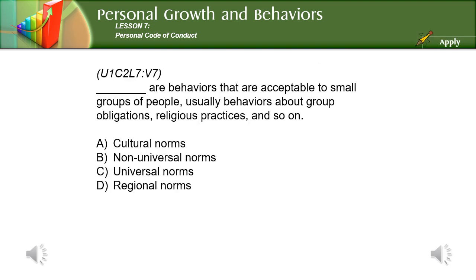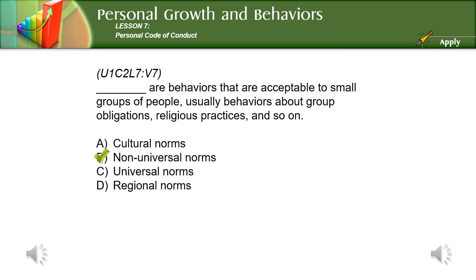Blank are the behaviors that are acceptable to small groups of people, usually behaviors about group obligations, religious practices, and so on. Is it cultural norms, non-universal norms, universal norms, or regional norms?